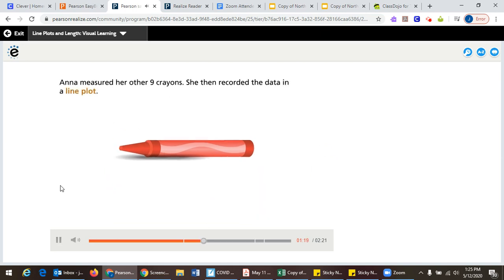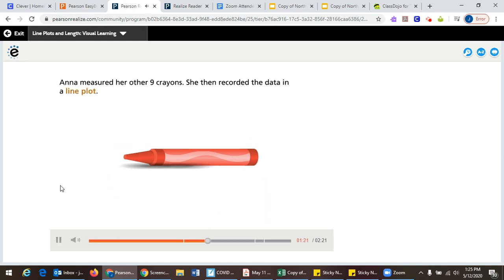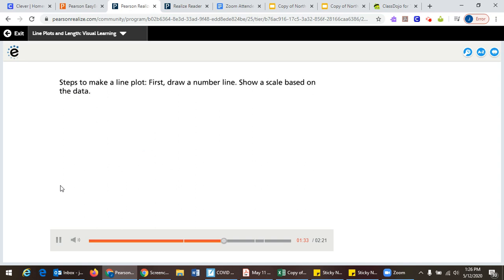Anna measured her other 9 crayons. She then recorded the data in a line plot. A line plot is a way to organize data on a number line. Steps to make a line plot. First, draw a number line. Show a scale based on the data.